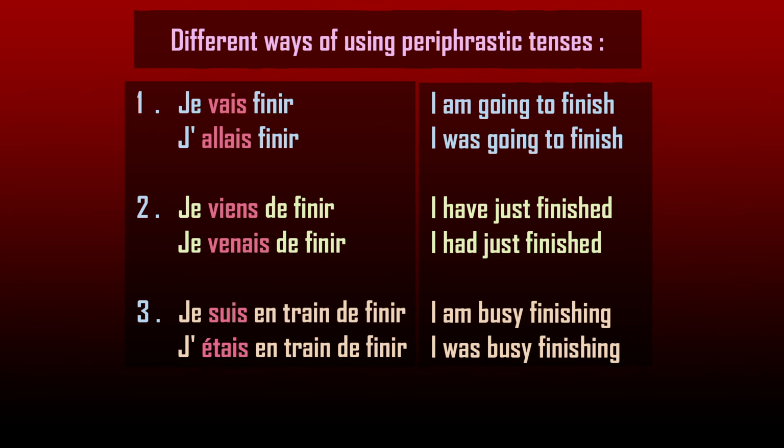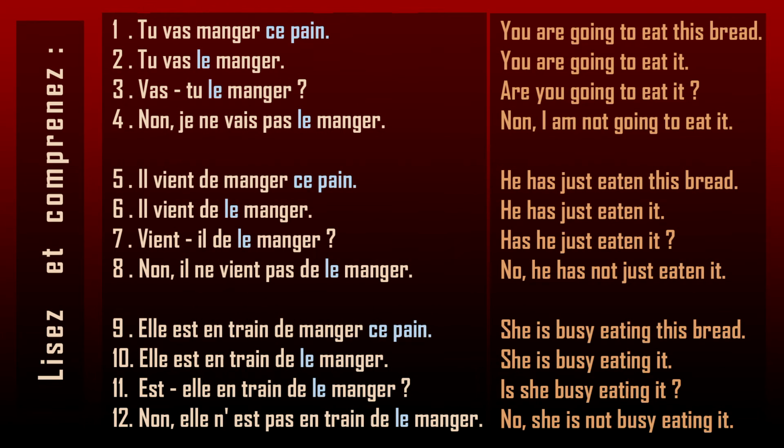That's the past usage. Then, number 3, je suis en train de finir. I am busy finishing. Conjugate être in imperfect. J'étais en train de finir. I was busy finishing. That's a narration in the past tense. These are the different ways of using these three periphrastic tenses. You have 12 sentences. Read and understand.